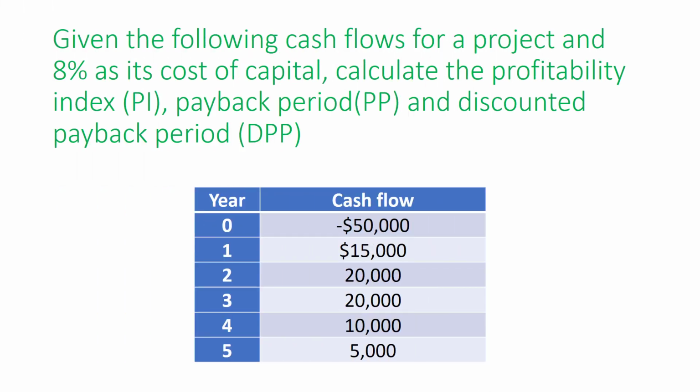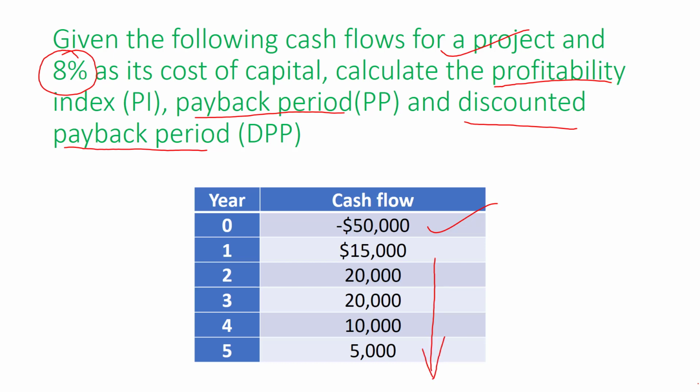In this example, I'm going to compute profitability index, payback period, and discounted payback period in Excel using a very simple example. In this example, we have a project and the cost of financing this project is 8%. And we need 50,000 initial investment in order to undertake this project. And if we do so, then we will get cash flow for the next 5 years as follows, right?